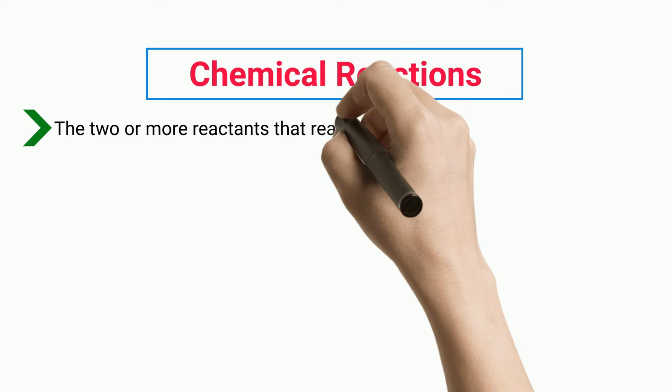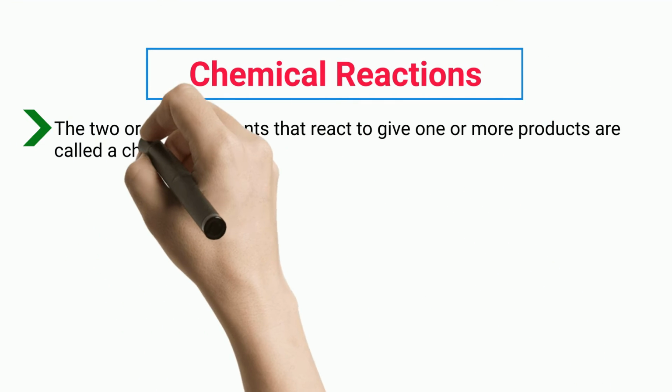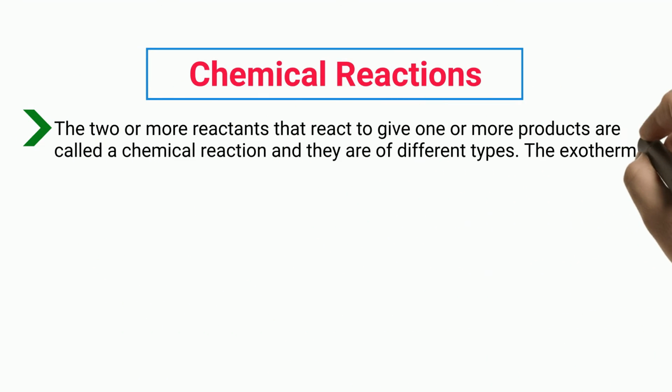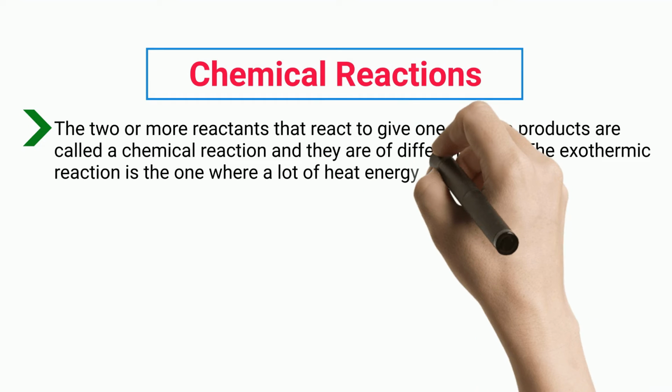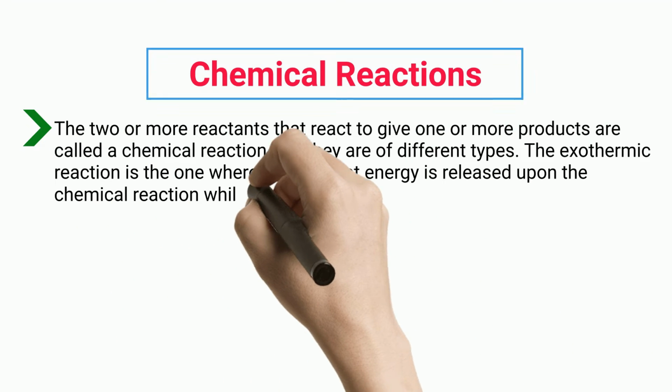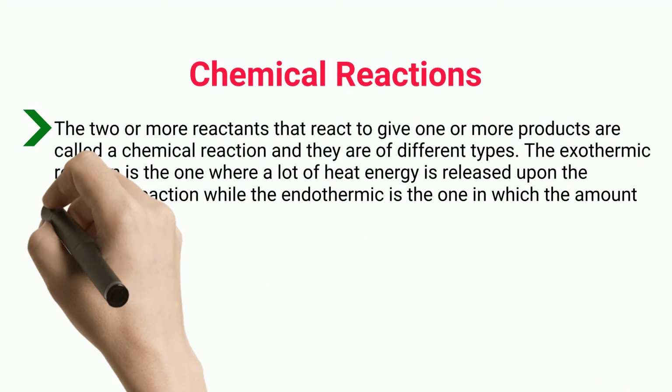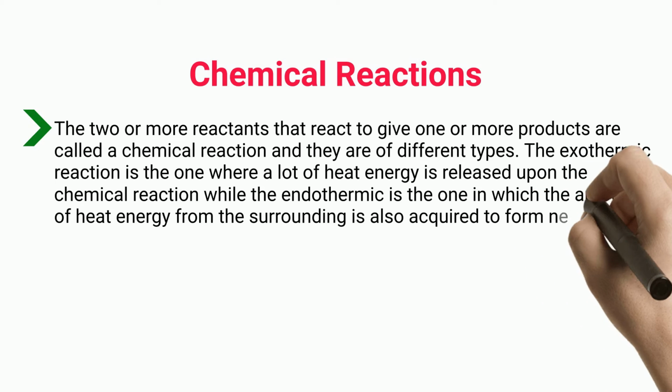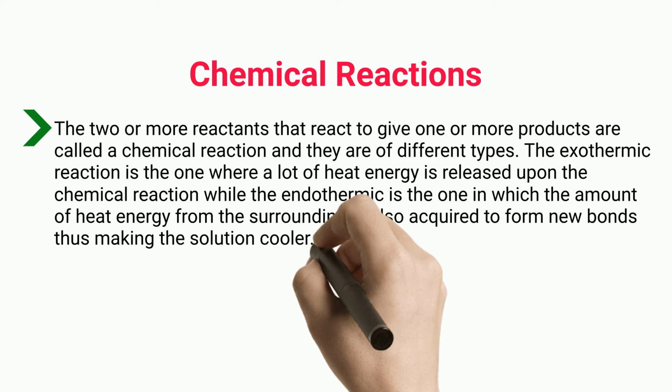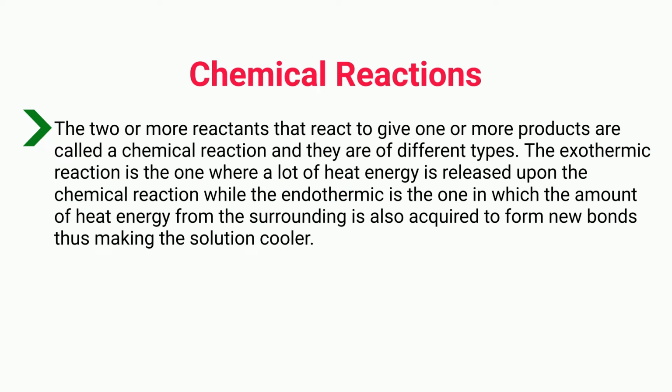The two or more reactants that react to give one or more products are called a chemical reaction, and they are of different types. The exothermic reaction is the one where a lot of heat energy is released upon the chemical reaction, while the endothermic is the one in which the amount of heat energy from the surrounding is also acquired to form new bonds, thus making the solution cooler.